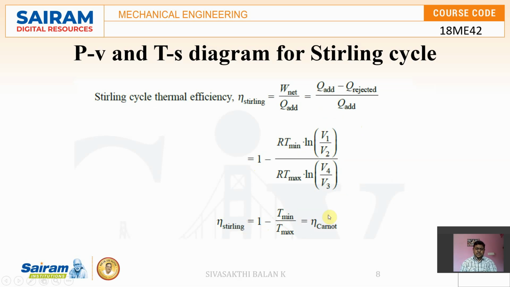This is almost similar to the Carnot cycle efficiency. From this term we can easily find that the Stirling efficiency and the Carnot cycle efficiency are the same. In conclusion, the Stirling efficiency is equal to 1 minus the ratio of minimum temperature to maximum temperature.